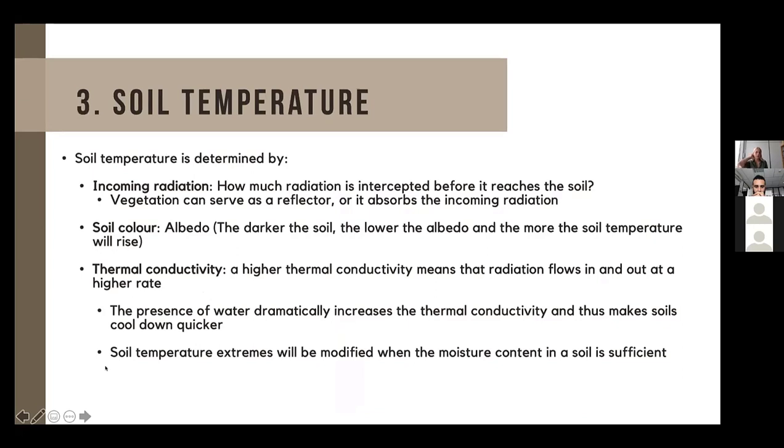Then the third one, soil temperature. Soil temperature is determined by the incoming radiation, as we saw before. A factor in this is, for example, whether there is vegetation on the site that serves as a reflector or an absorber of the incoming radiation, or basically any other structure on the site. So only the radiation that is actually received by the soil contributes to a rise in soil temperature.